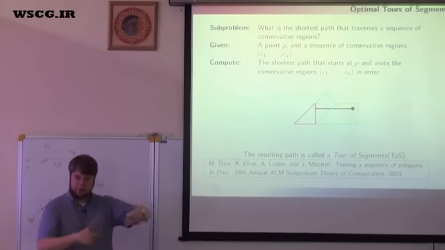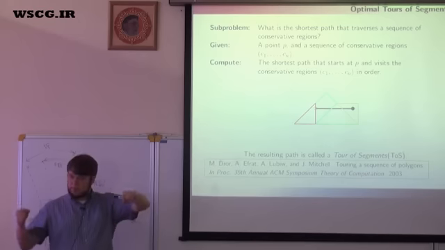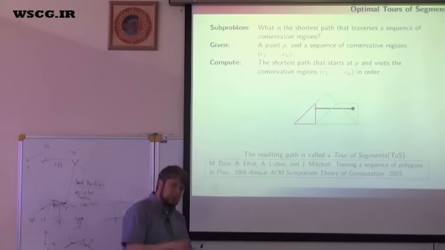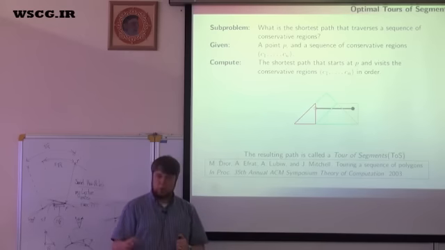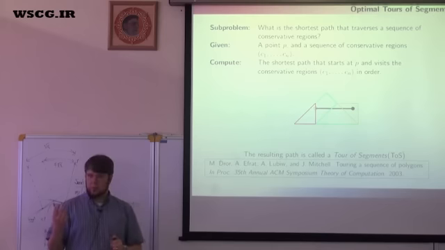Each consecutive pair shares an edge, right? So we can actually just ask, given a sequence of segments, which are the edges shared by the regions we're visiting. Given the sequence of segments, find the shortest path that visits those segments in the order that they're given. And just to be clear, the fact that they're given in order is absolutely crucial to the fact that we can solve this efficiently.